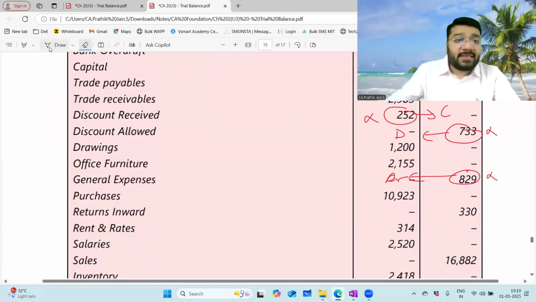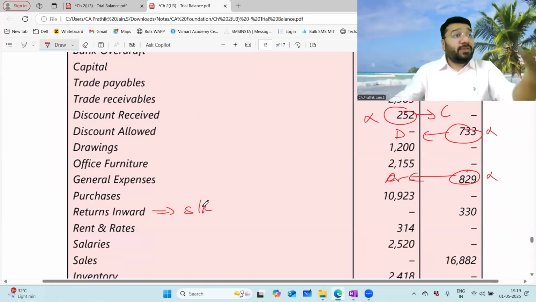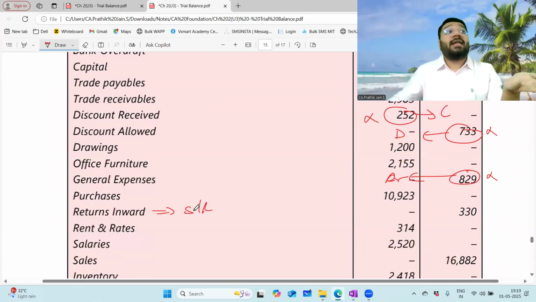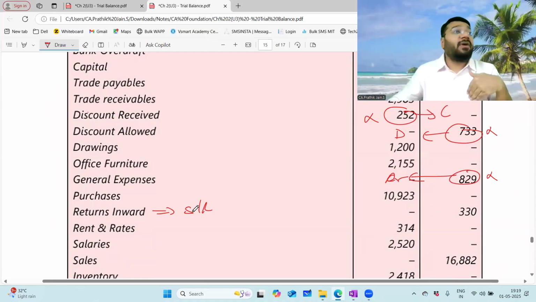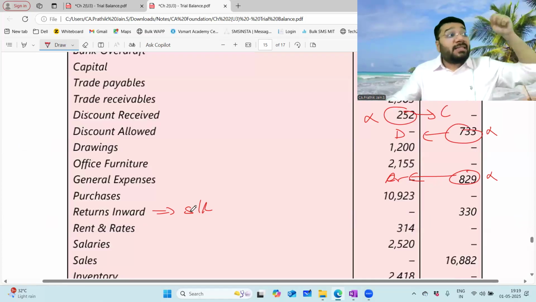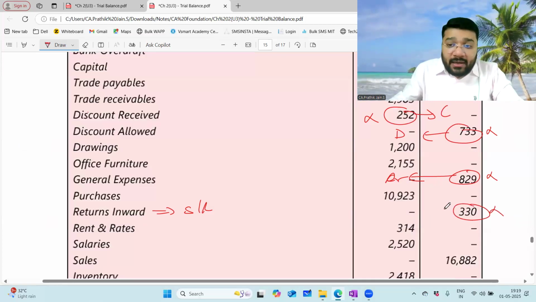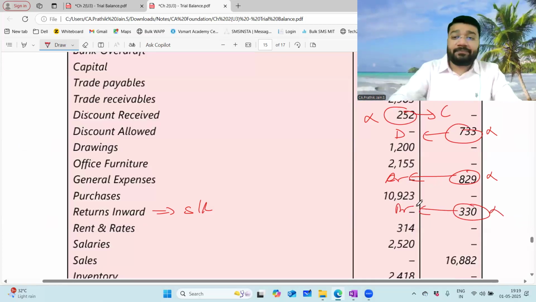Okay. Purchases is correct. Debit column. Correct. Return inward means what? Sales return. Return inward. Goods are coming inside. So who is returning in a way that goods are coming inside? My customer is returning the goods back. So return inward means sales return. Sale is what balance? Credit. Sales return will be the opposite, which is debit. What have they done? They put it in credit. Wrong. It should come in debit.